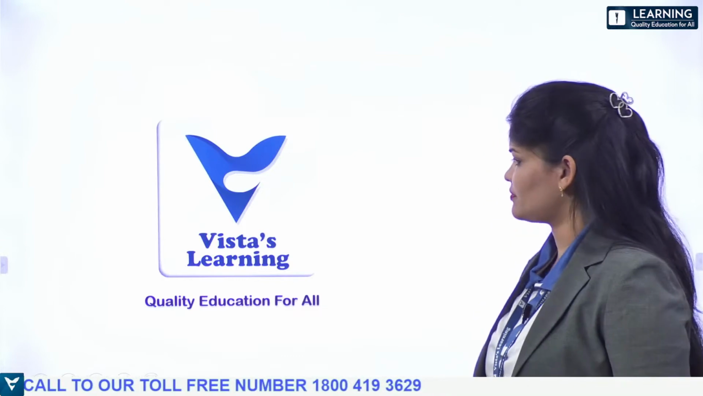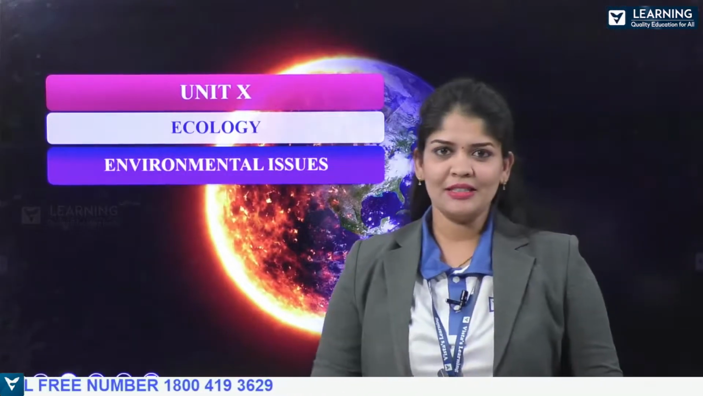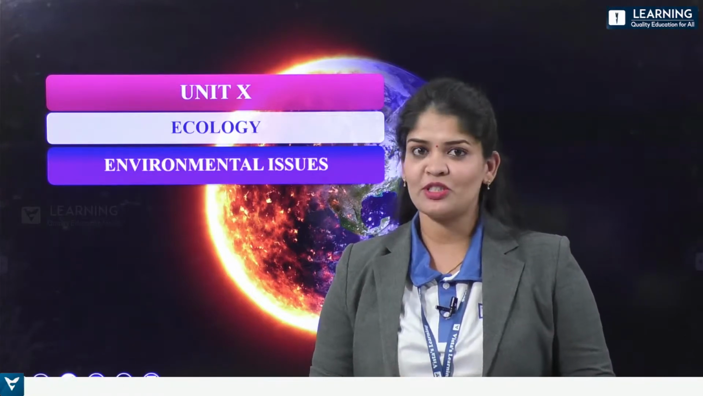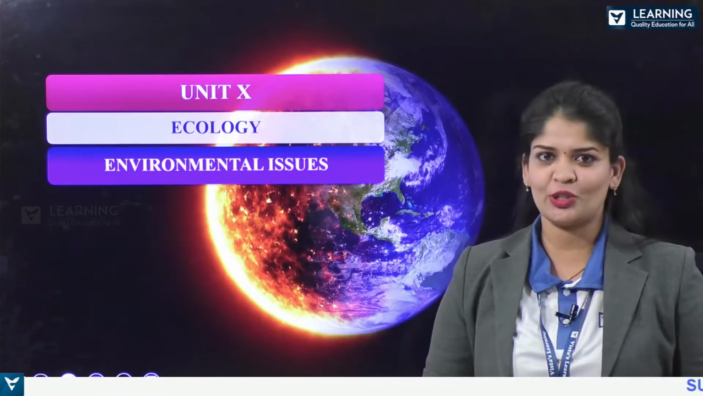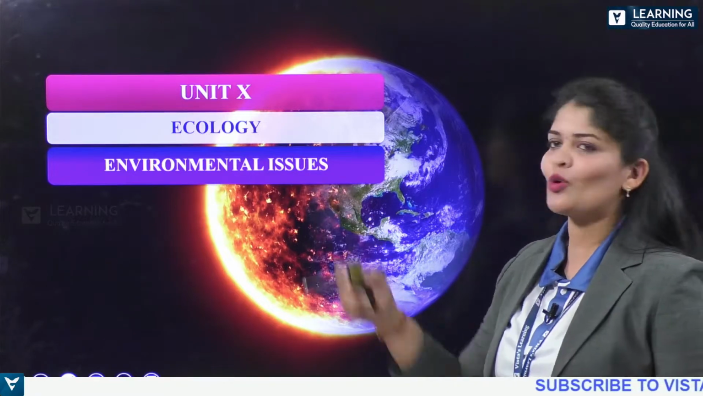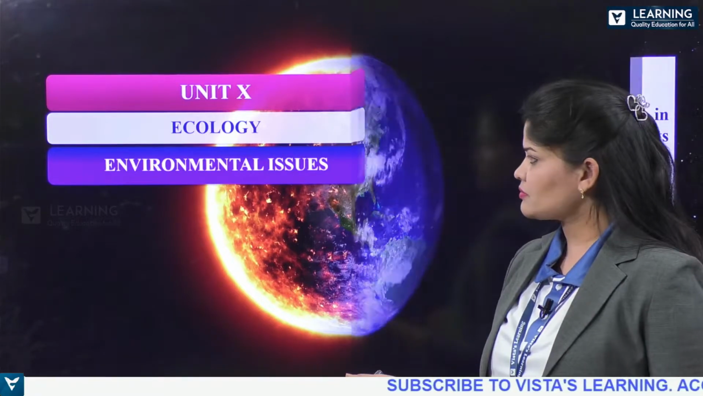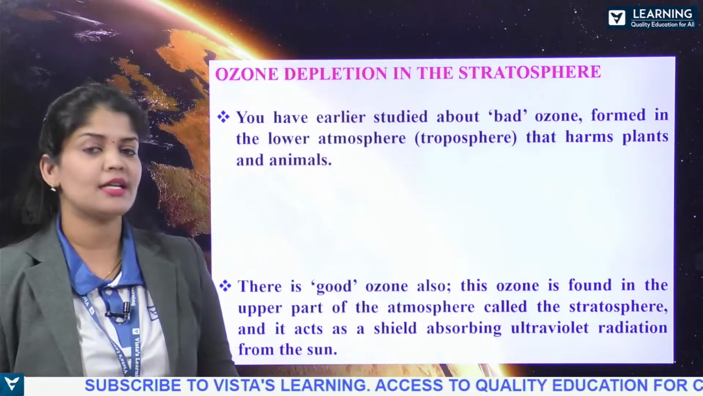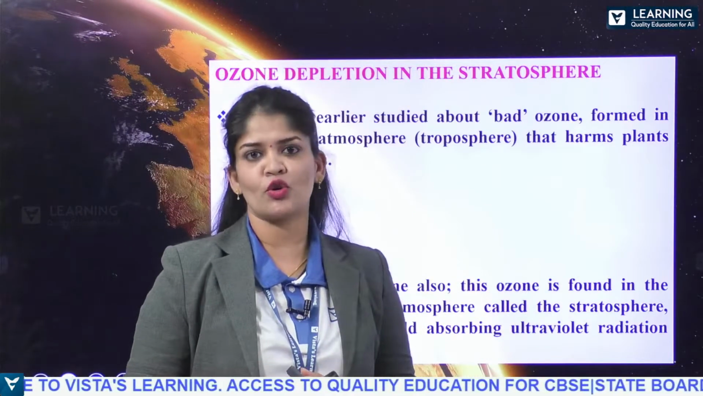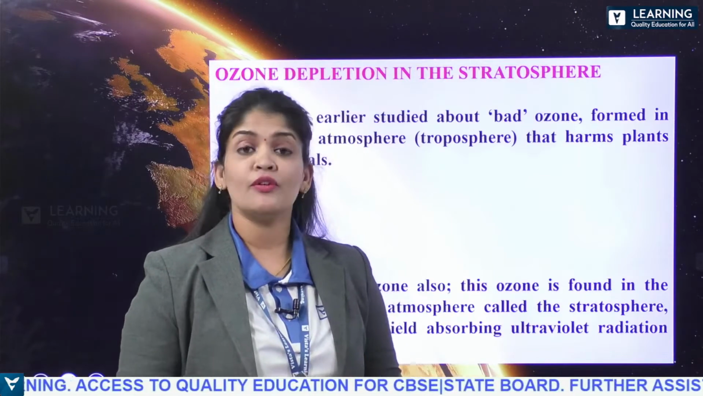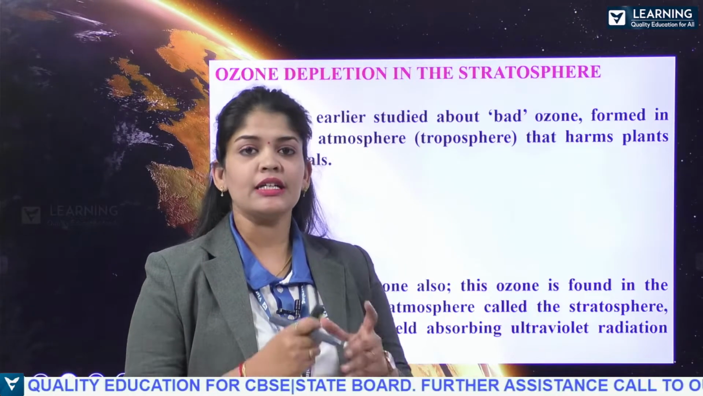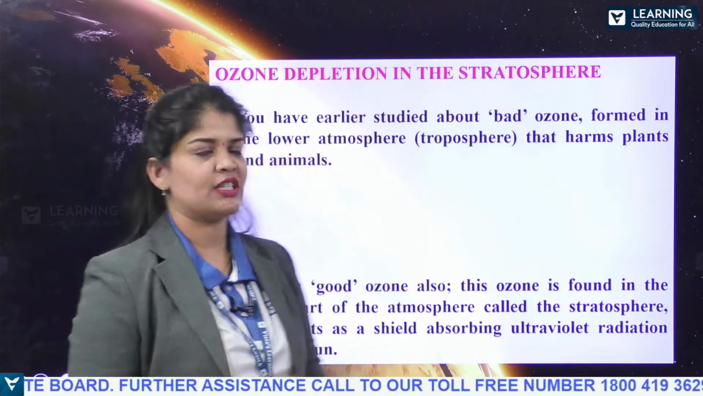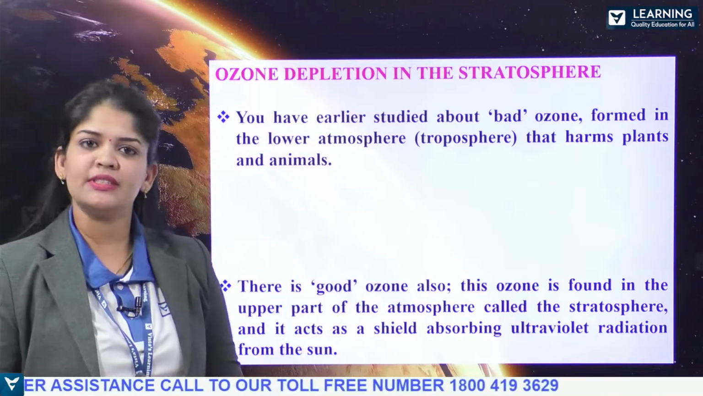Now, saying that, let's start today's session. We have been discussing the chapter Environmental Issues, which comes under the unit Ecology, right? In our previous session, we discussed the effects caused by the excessive usage of agrochemicals, and also the greenhouse effect as well as global warming. In this session, let's discuss ozone depletion.